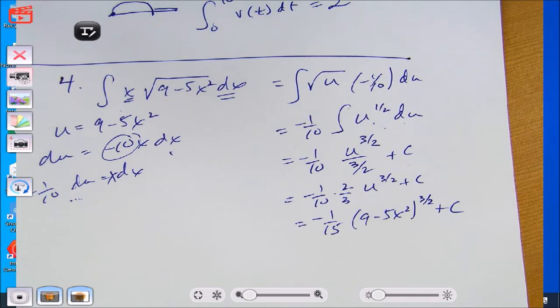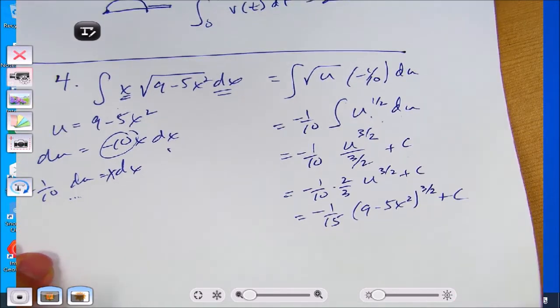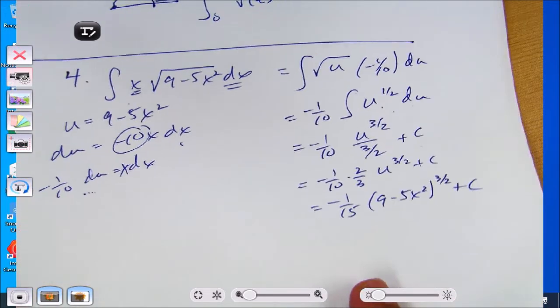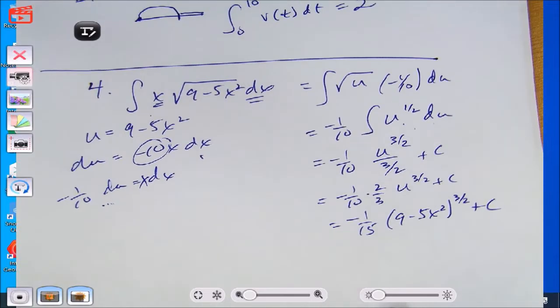Alright, that's number 4. So when you do u substitution, it's u equals something, and then it's du. So u is like the variable? Yes, that's the point. That's all it is. He has a eureka moment. Don't mock him when he's having that moment. Alright, number 5.